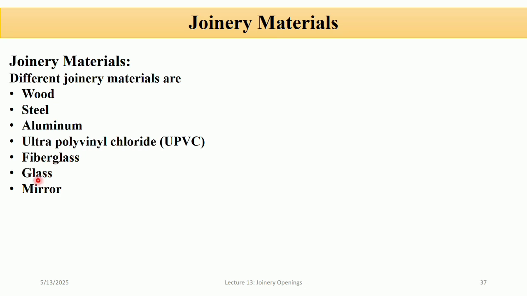So the sixth one is glass, which is a transparent material often used in combination with the other frame material. So it allow natural light, and it gives aesthetics and decorative appearance, and it can be tempered or laminated for safety. The last one is mirror. So a type of polished glass with a reflective coating. So it enhances visual space. It is decorative and used in interior design.